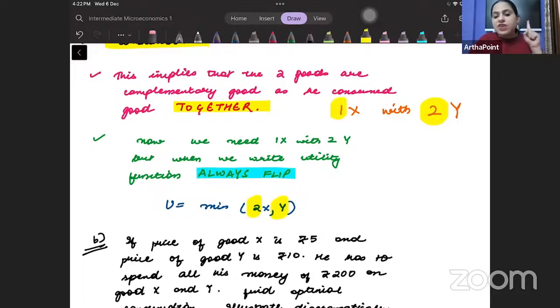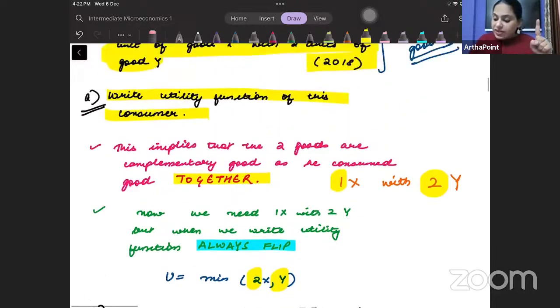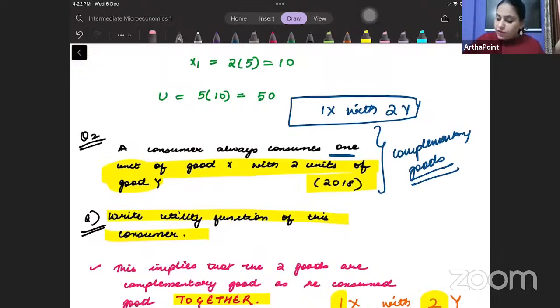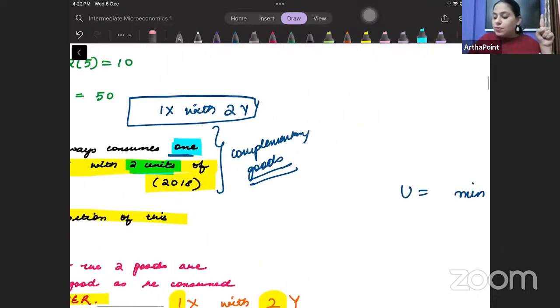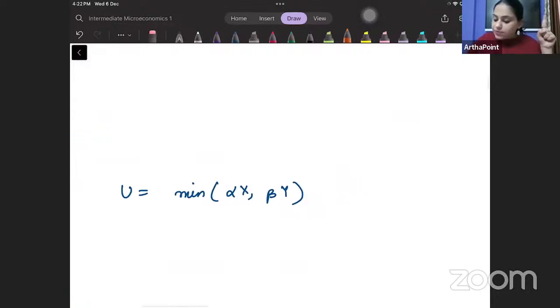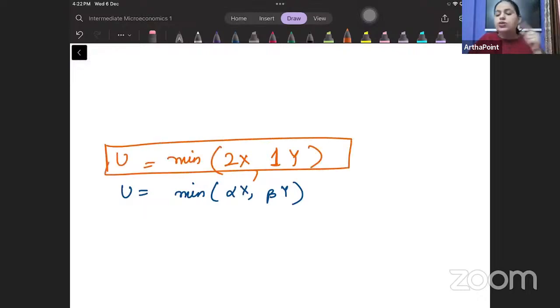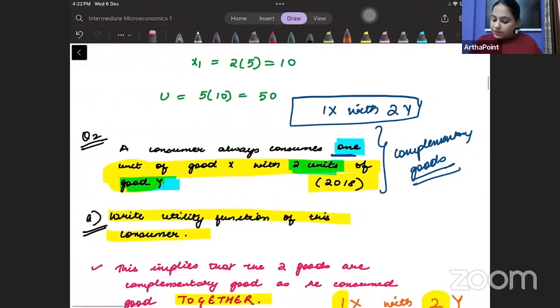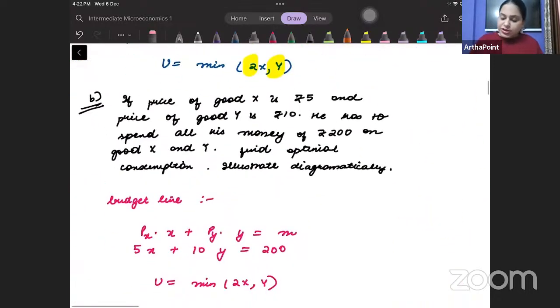Please remember this, very important from exam point of view, very, very important. So whenever it says you will have 1x with 2 units of y, तो बेटा you will always put 1 with y and 2 with x. And this will be your utility function. Clear हुई ये बात? Okay बेटा. Then I've written the utility function.